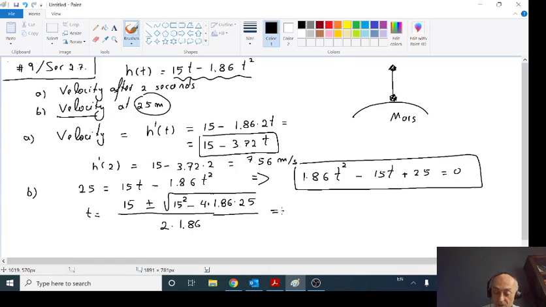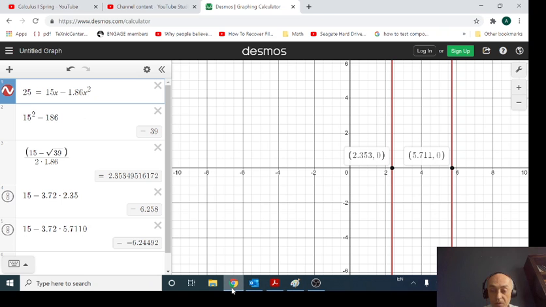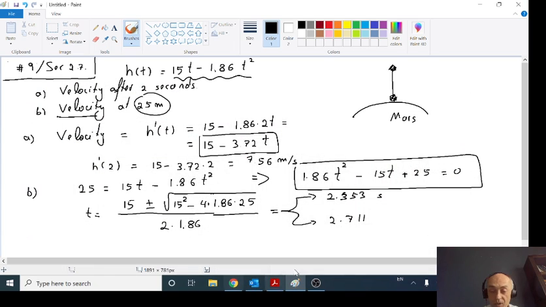2.353. So there's two of them. One of them is 2.353 seconds, right? Remember, this is time. And the other one is 5.711, something like that. So let me double check that I got the correct. No, 5.711. Sorry about that.